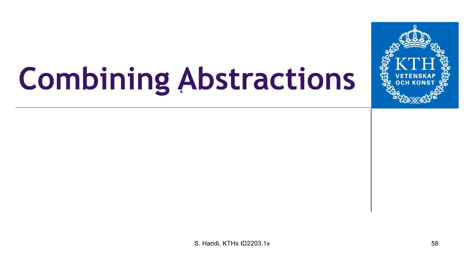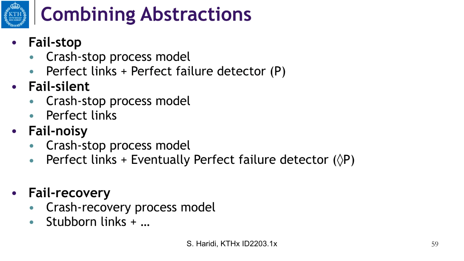We end this week by combining the abstraction that we studied during this week. So when we are writing algorithms, we'll do that in different models. The first model is what we call the fail-stop model. The fail-stop model combines crash-stop process model with the perfect or reliable links and the perfect failure detector P. If we are using this abstraction, we say that we are working in the fail-stop model.